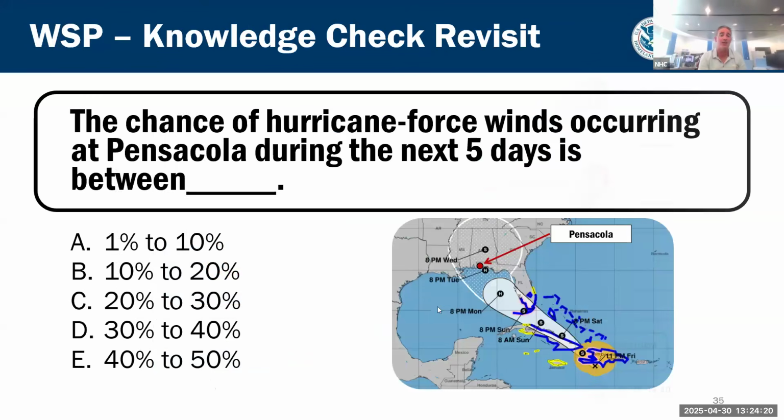All right, let's go back to that question. Now, do we do the poll again or did I just reveal the answer? No, the poll again, I think. All right, let's do the poll again, if we could. All right, looks like it's been launched. All right, back to the same question. Again, Pensacola, Florida. The chance of hurricane force winds occurring at Pensacola during the next 5 days is between what?